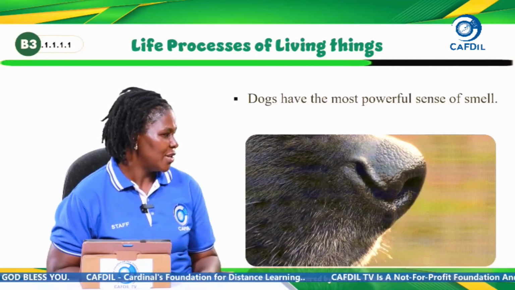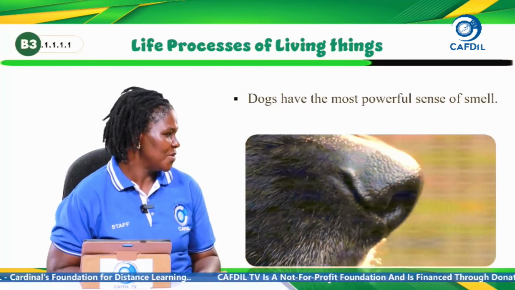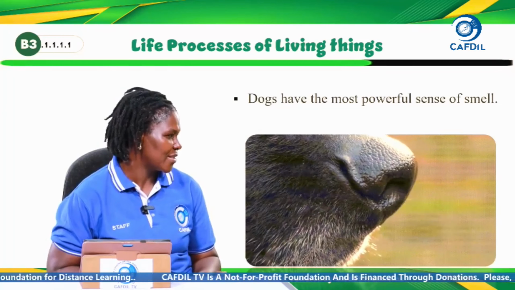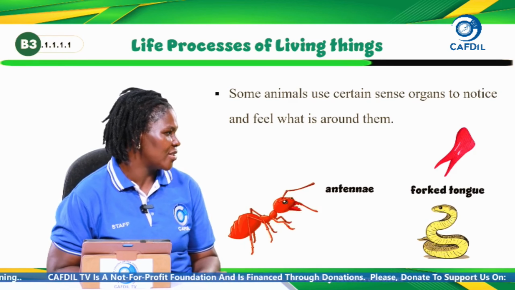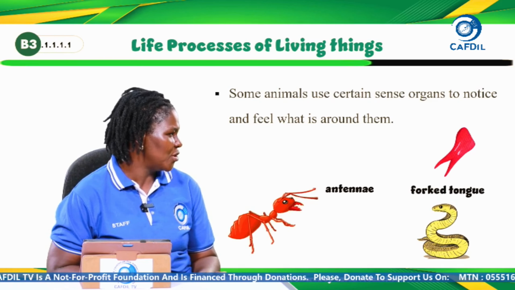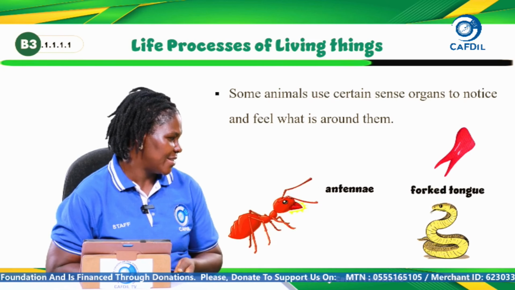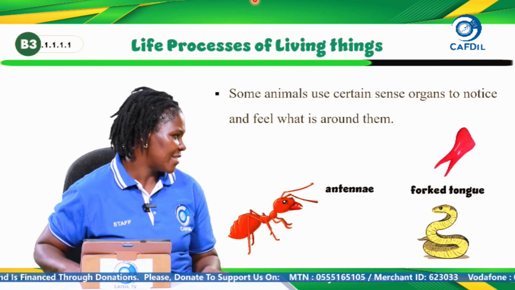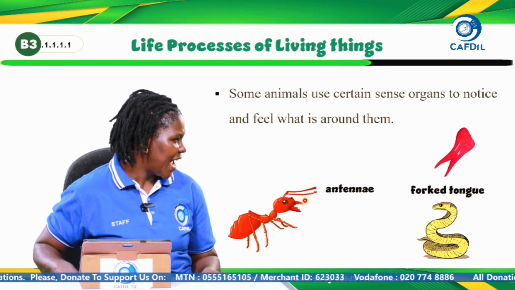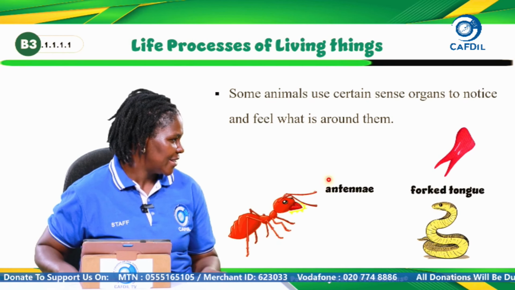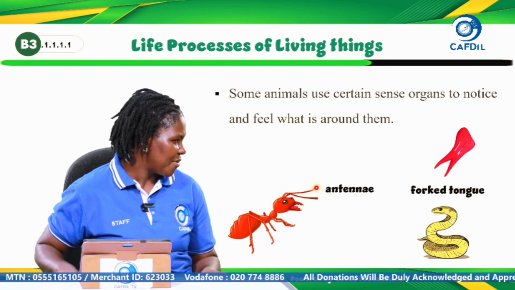So if you are in the house and you have a dog, check and you will see what I'm talking about. Good. Some animals use certain sense organs to notice and feel what is around them. Now, which animal is this? This is an ant. The ants use the antennae to feel what is around them.